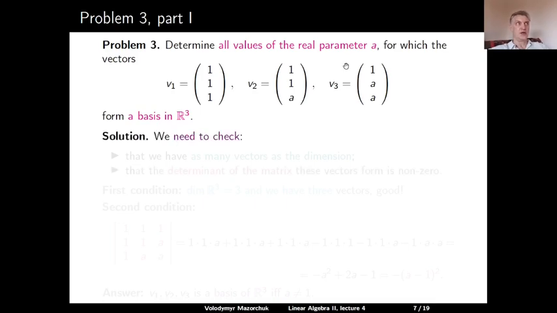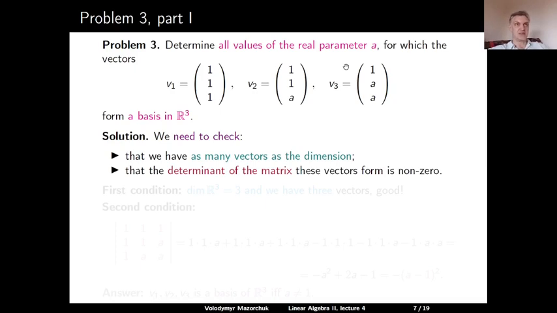Solution: to check whether certain vectors form a basis in R to the power 3, we need to check first of all that we have as many vectors as the dimension of R to the power 3, that is 3, and we need to check that the determinant of the matrix, which we obtain when we write these vectors as columns of the matrix, should be non-zero. Well, we have 3 vectors in R3, so that's good. We have exactly as many vectors as the dimension. So we only need to check the second condition.